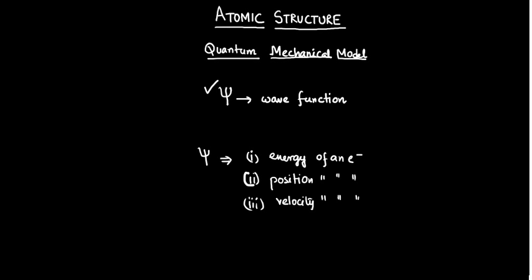Now, what is the significance of this wave function psi? The wave function gives us information about the energy of an electron. It gives us information about the position and the velocity of an electron. Okay. Now, let us view the equation which gives us the information about the electron.